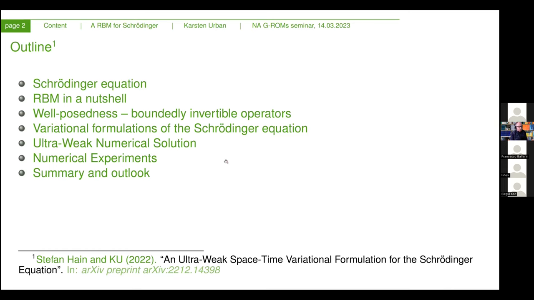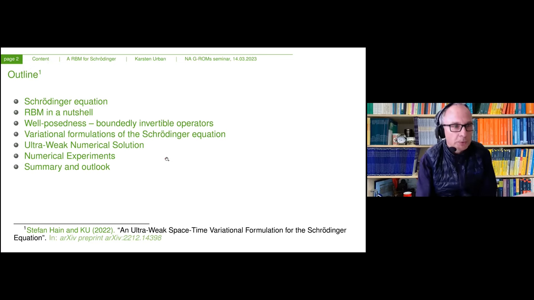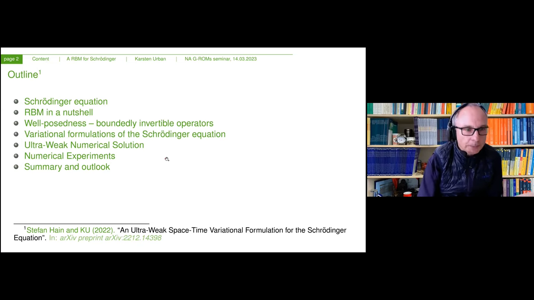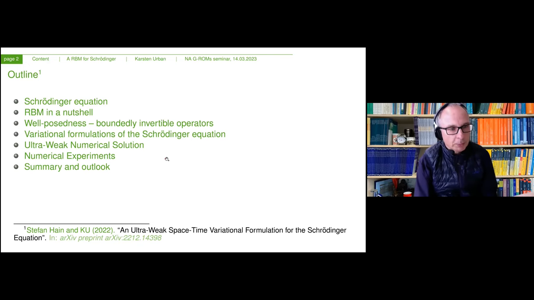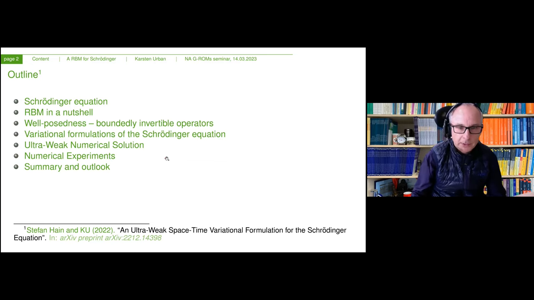As Maria was saying, I'm going to talk on the Schrödinger equation with respect to the reduced basis method. So I will explain my point of view on the RBM in a nutshell, speak about well-posedness, variational formulations, and in particular an ultra-weak form, give you some numerical experiments and a summary and outlook. This talk is based upon joint work with my PhD student, Stefan Hein, and you can see most of what I'm going to talk about in this arXiv preprint.